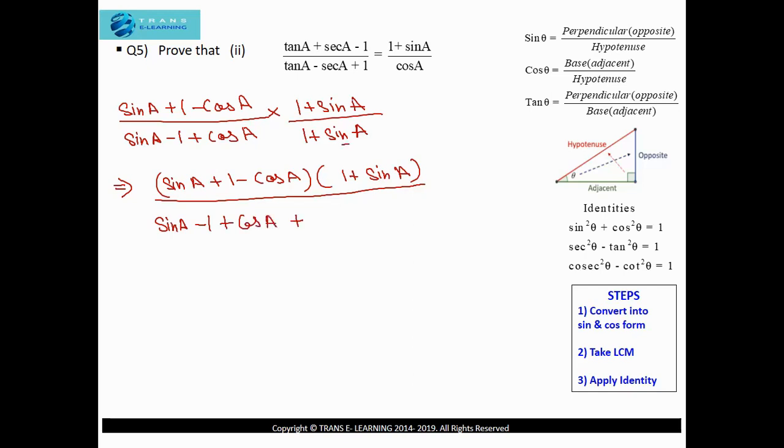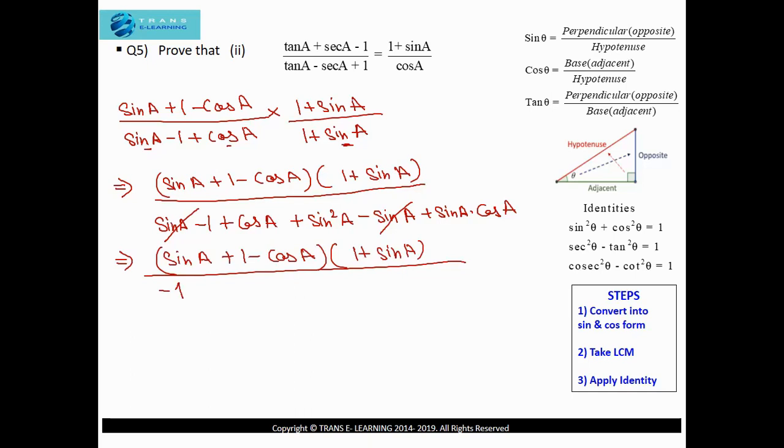Now on multiplying sin A with sin A, we will get sin square A, and on multiplying sin A with minus 1, I will get minus sin A, and on multiplying sin A with cos A, I will get sin A into cos A. Now this sin A and sin A will get cancelled, and we are left with minus 1 plus cos A plus sin square A plus sin A into cos A.